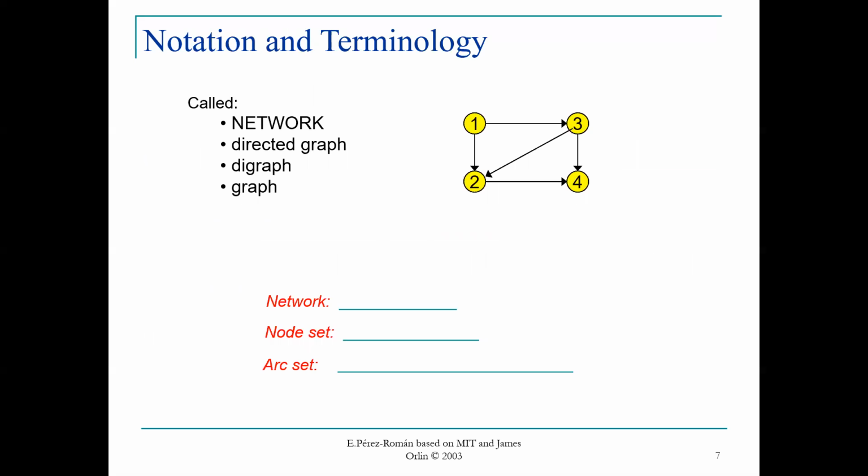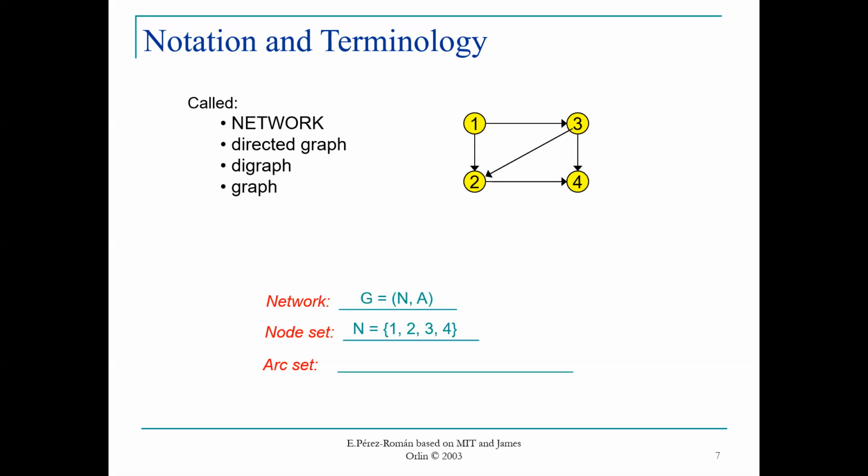So let's talk about the notation and terminology. What we are seeing here, with yellow nodes and arcs, is called a network. It could also be called a directed graph, a digraph, or a graph by itself. Based on this example, the network is named G, and it will have two pieces, a set N, which includes the nodes, and a set A, which includes the arcs.